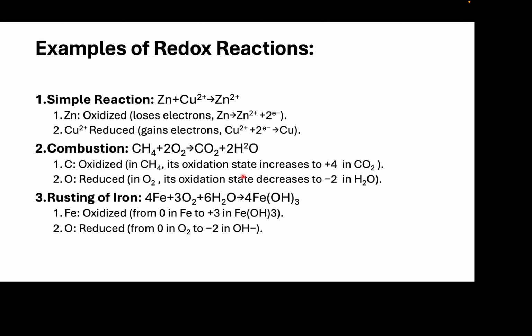Some examples of redox reactions can be seen here. You can see Zn plus Cu2+ gives Zn2+. It's a simple reaction in which Zn loses 2 electrons, and that is why it converts into Zn2+, which means oxidation is taking place. And Cu2+ gains these 2 electrons and converts into Cu, that is, it is reduced.